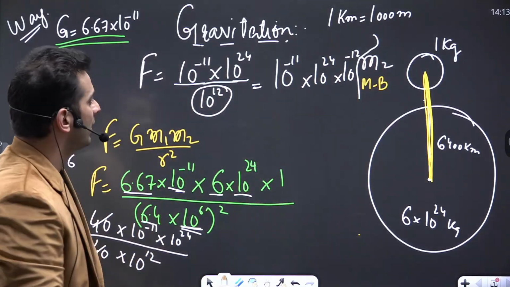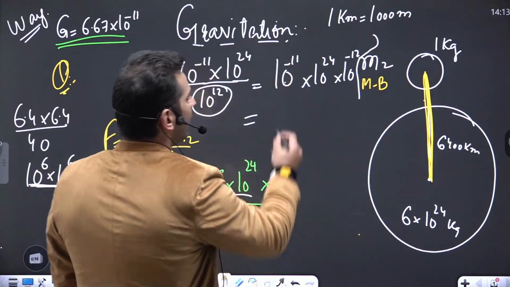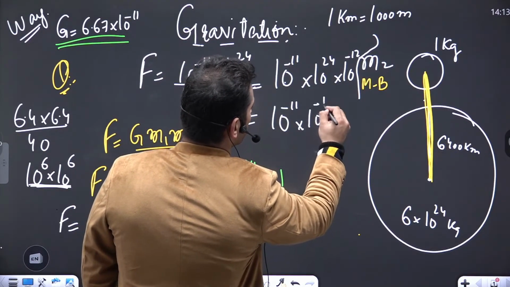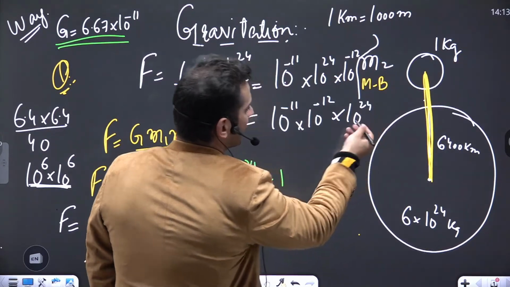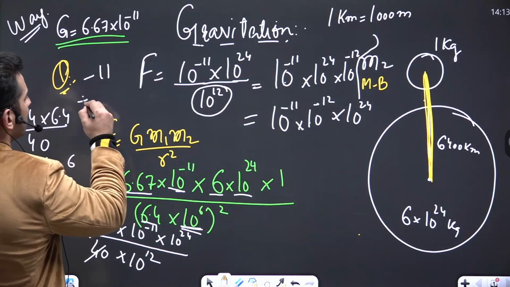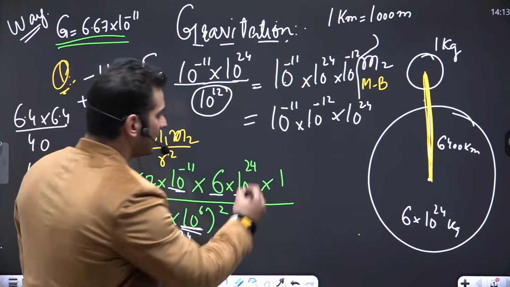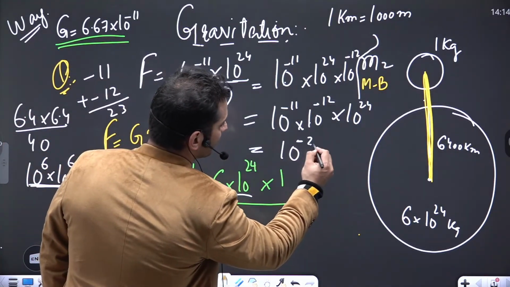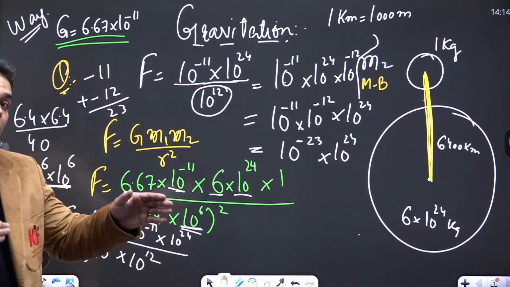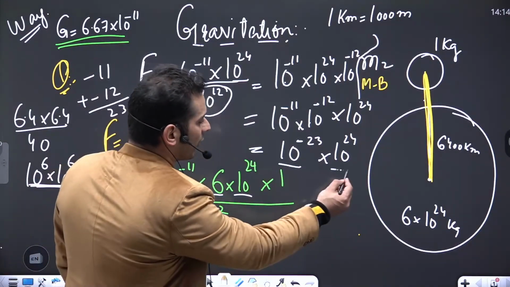Right beta? So beta, as you are checking it out, when bases are same, powers are added. 10 minus 11 into 10 minus 12 into 10 raised power 24. This is the term. When bases are same, powers are added. Minus 11 plus minus 12. This will be minus 23. This will be 10 raised power minus 23 into 10 raised power 24.